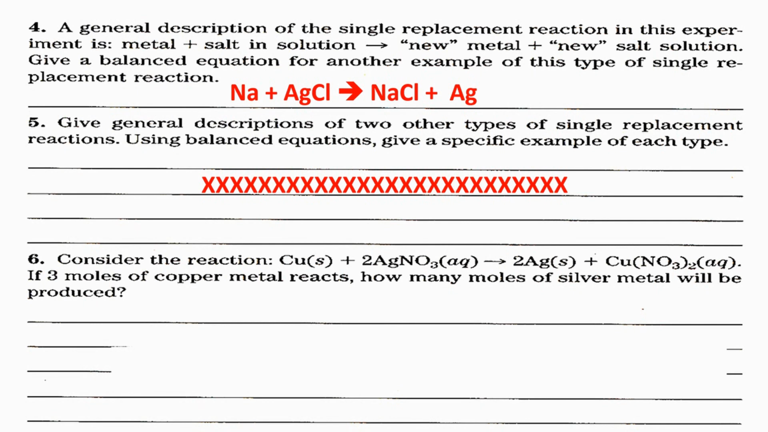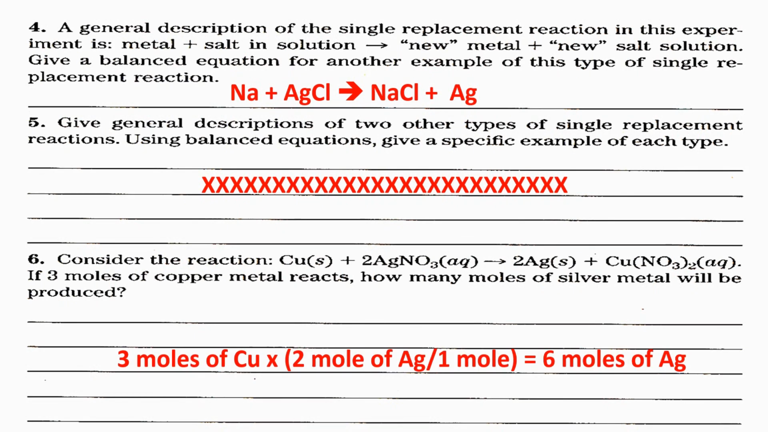Consider the reaction Cu plus 2AgNO3 yields 2Ag plus CuNO3 aqueous. If 3 moles of copper metal reacts, how many moles of silver metal will be produced? In this calculation we write 3 moles of copper times a fraction, 2 moles of silver divided by 1 mole of copper. This will give us 6 moles of silver.